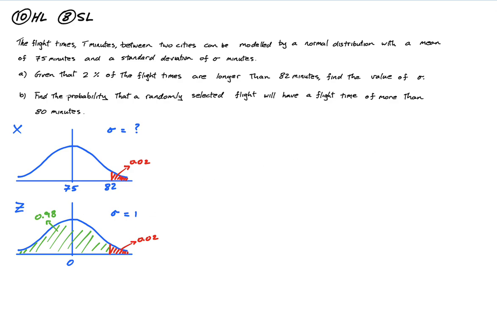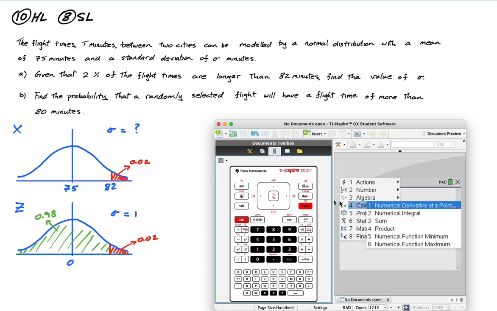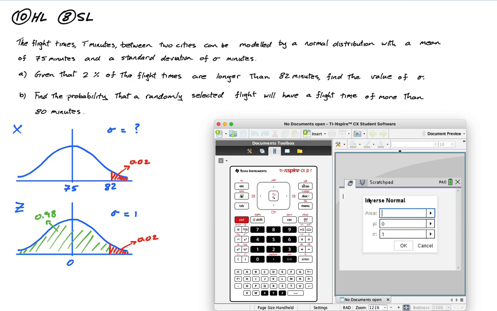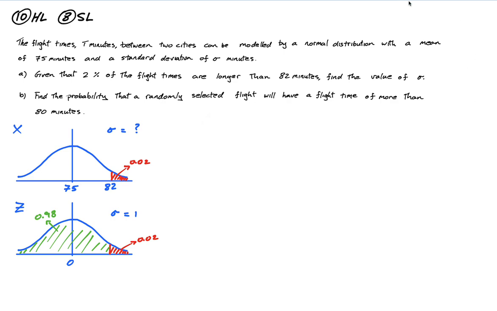So I'm actually going to put into my inverse normal: menu, probability, distributions, inverse normal. The area I'm going to put in is 0.98. Press enter, and I get 2.05375. So Z is equal to 2.05375. Now I can use the formula Z equals X minus mu over sigma. This is in the formula booklet.